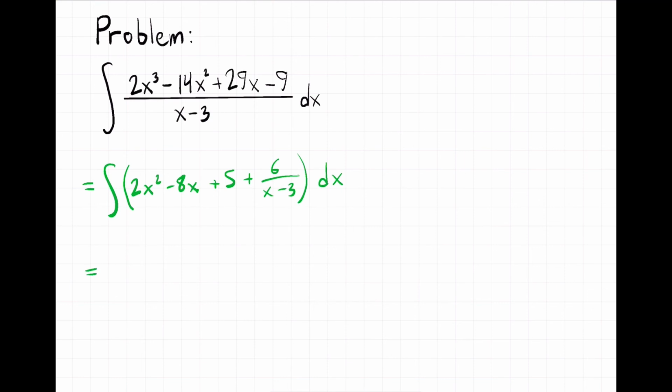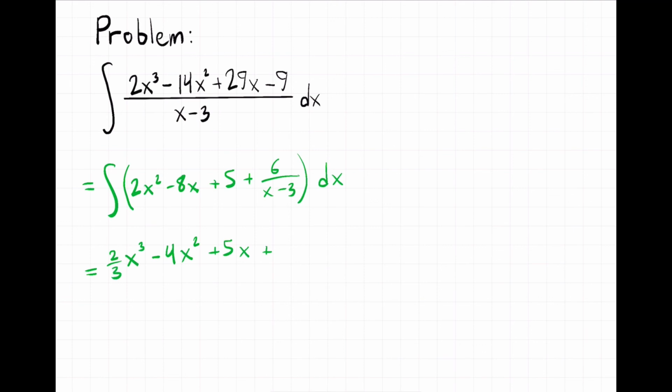Let's do this. We can integrate each term of the polynomial very easily. What's the antiderivative of 2x squared? Well, it's going to be x cubed over 3, so that's actually 2/3 x cubed. Minus, well, antiderivative of 8x, we're going to raise the power. We're going to have x squared times 8, but divided by 2, that's 4, plus 5x, plus that last part there, 6 over x minus 3.